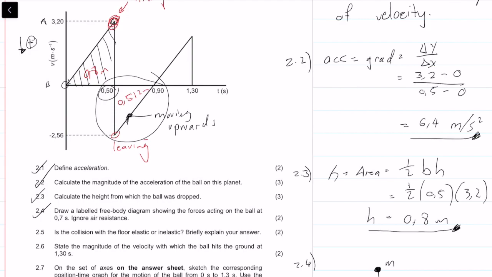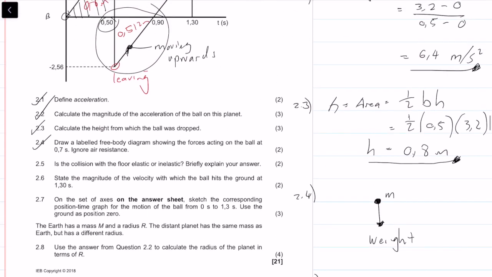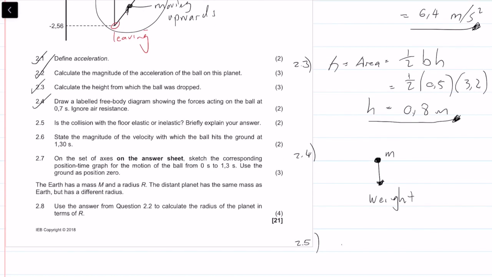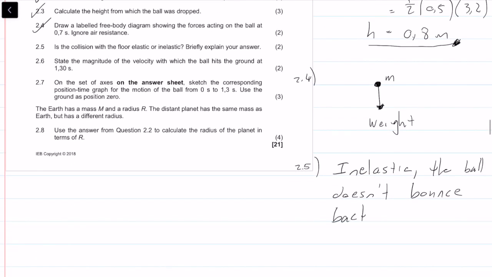Okay, so clearly the ball doesn't bounce up as high as it, or doesn't reach the height, so it's actually lost energy. So it's definitely an inelastic collision, and the reason we can say that is the ball doesn't bounce back to the same height.